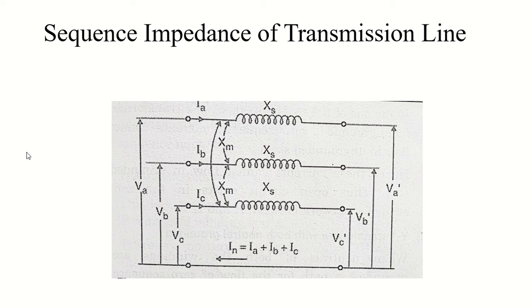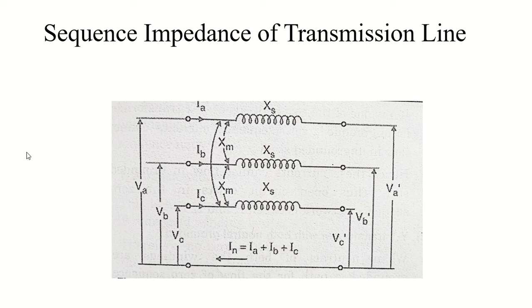We saw earlier that power system elements like synchronous machines, transformers and transmission lines all have sequence impedances, and we have studied the sequence networks of the synchronous machine in the last lecture. So let's see the sequence impedance of a transmission line.